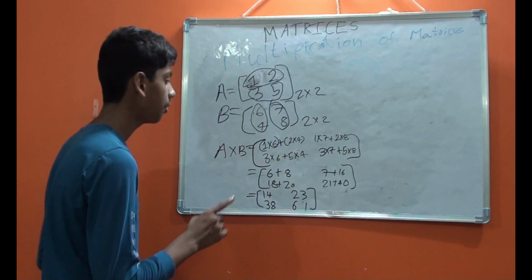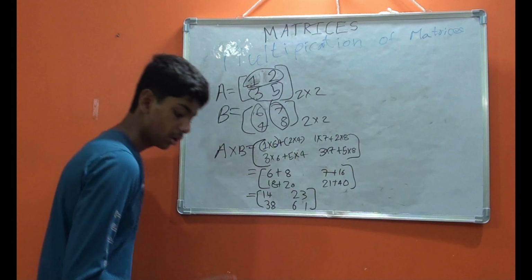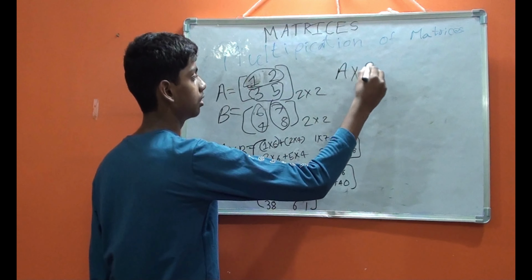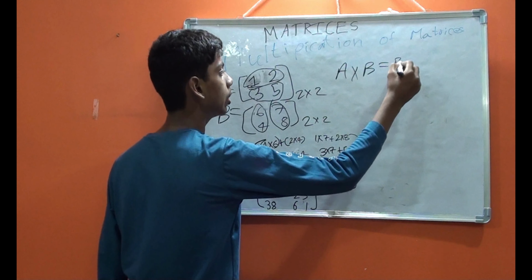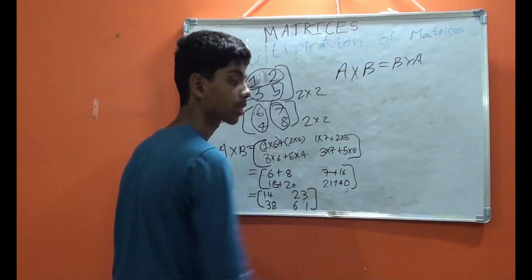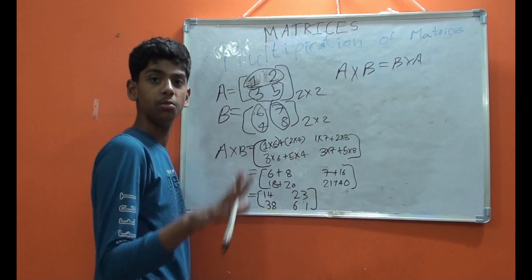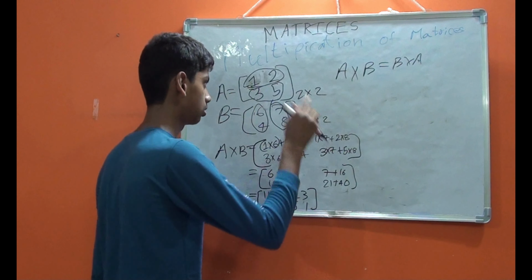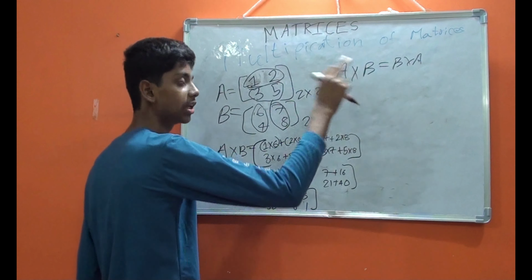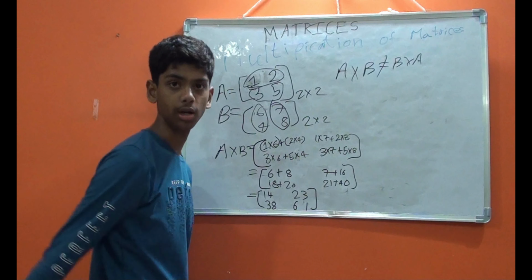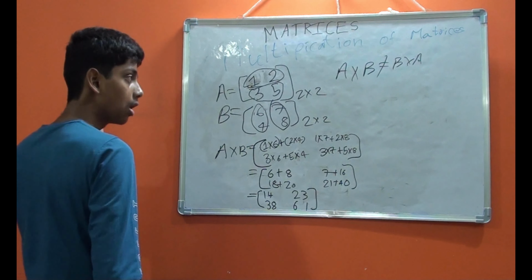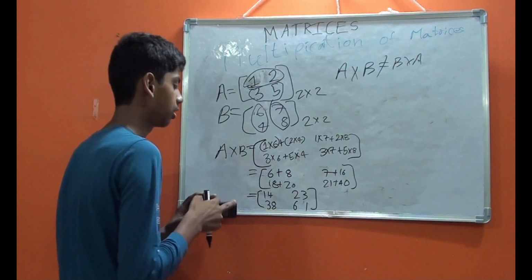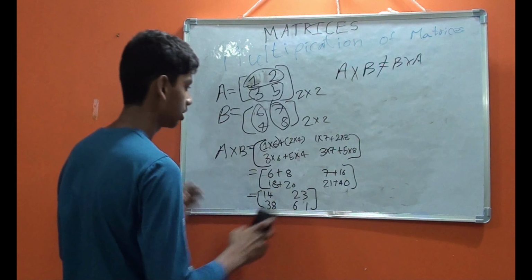So by the way, can you tell if A into B equals B into A? Well, you might be wondering if it's possible, but it's not. So A into B doesn't equal B into A. Now let's see why. So now let's take some different kind of matrices.